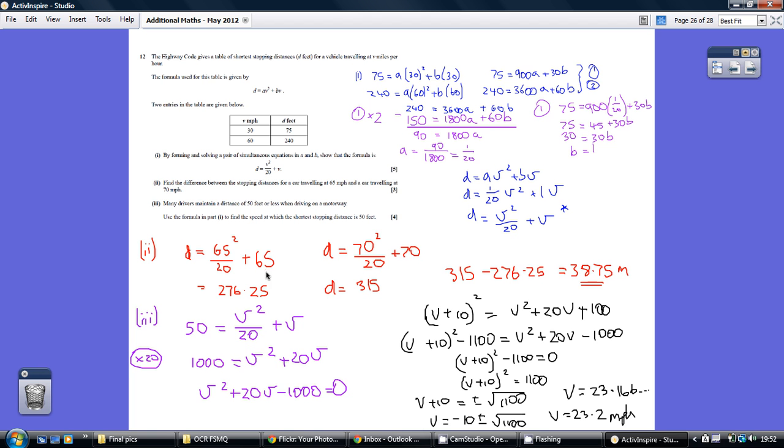Now for part 3, on this occasion we're being told that the distance is 50 and we need to find the speed. So substituting in 50, multiplying through by 20, and then taking 1,000 from both sides, we have this quadratic equation to solve. You could use the formula. I've chosen to solve it by completing the square, which I've done over here, giving me a speed of 23.166, rounding to 23.2 miles per hour.